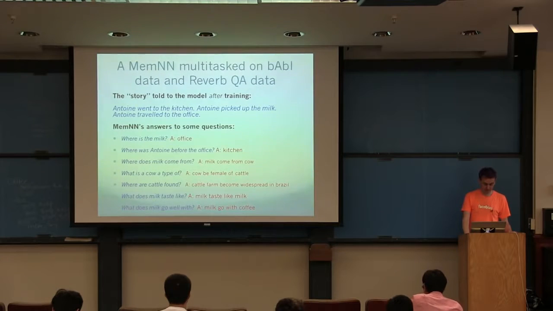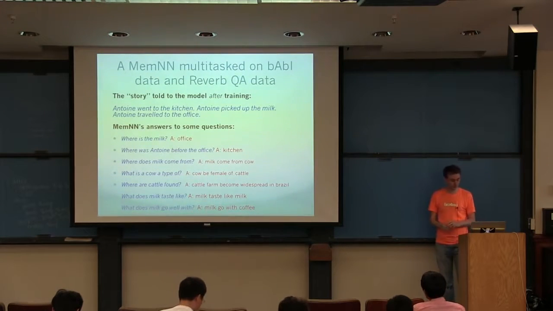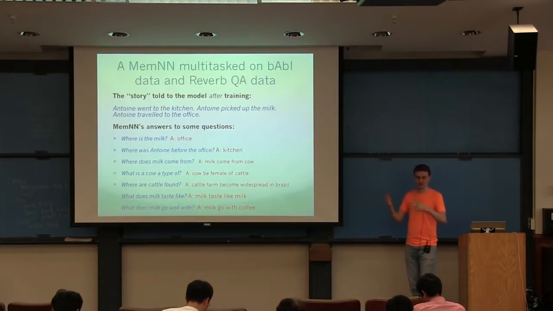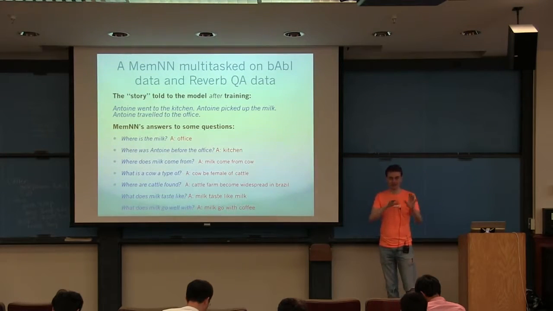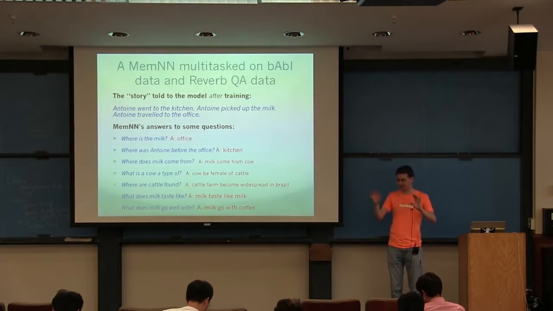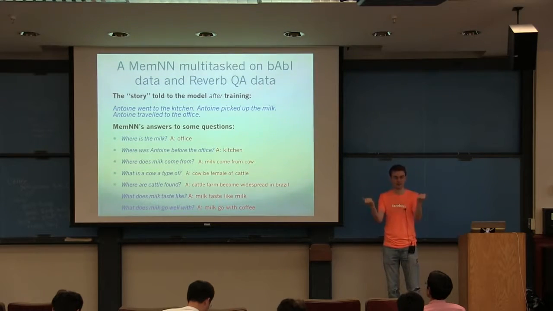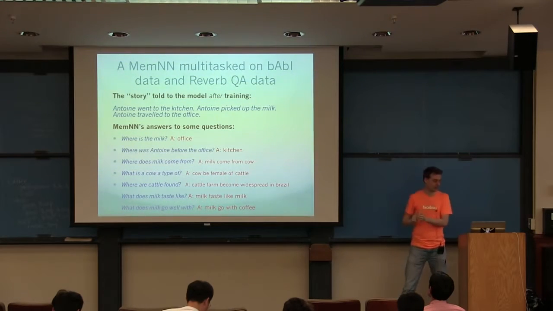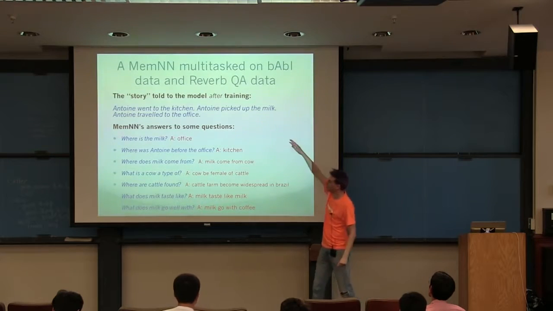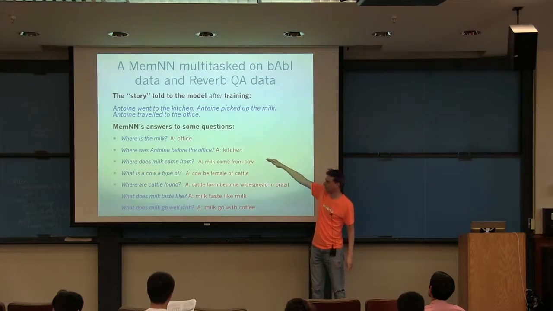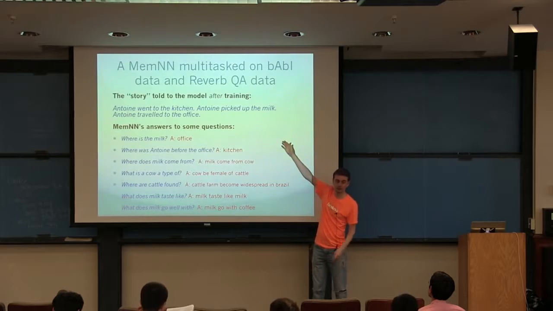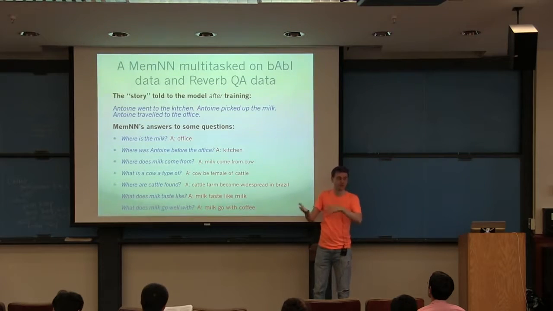So then we can also do some stuff like take the Reverb 40 million fact data set and our toy text adventure game data set, and kind of make an ensemble of the two models. And so given a little story, we could have questions that might be answered from the story or might be answered from your kind of large knowledge base of facts.